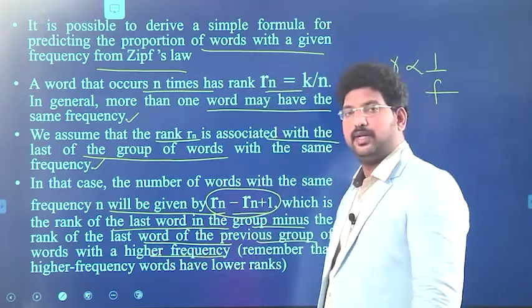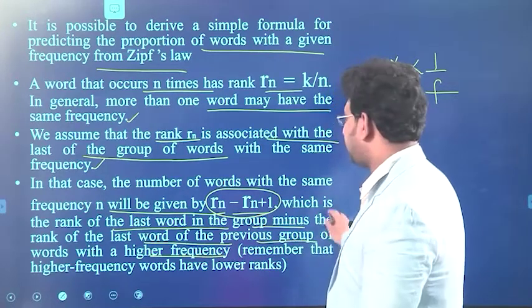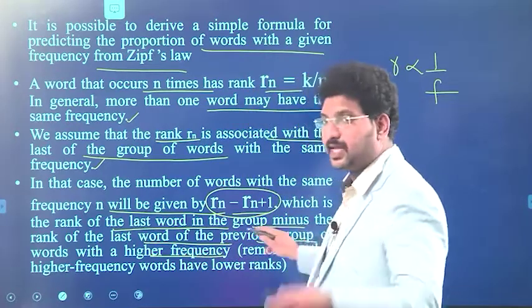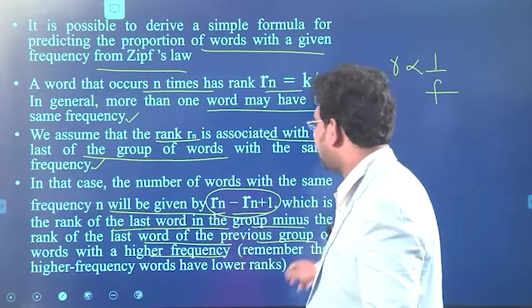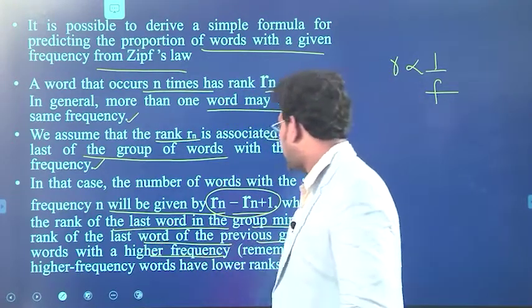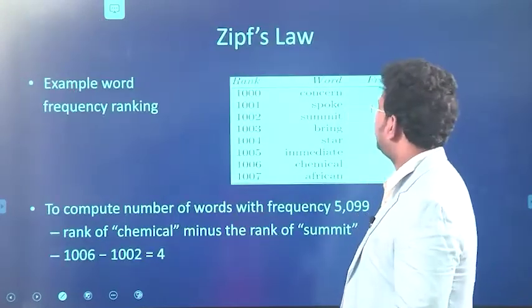This is an obvious point, we already know that. So here you are going to give the formula: the rank of the last word in the group minus the rank of the last word of the previous group of the words with the higher frequency. Now if you see, you can understand it here very clearly.